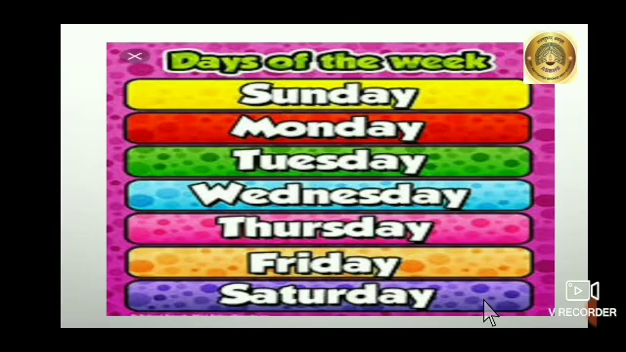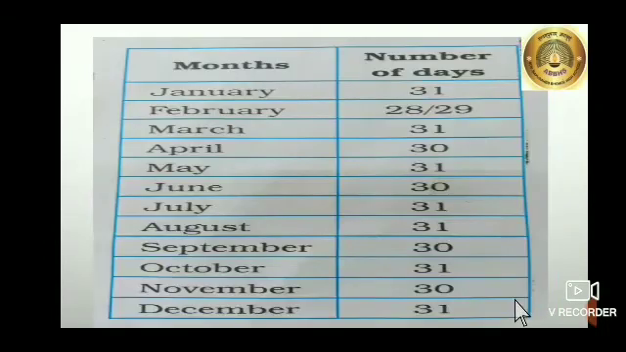So children, here you can see days of the week. Yes, there are 7 days in the week. So Sunday, Monday, Tuesday, Wednesday, Thursday, Friday and Saturday. So there are 7 days in a week. Okay, and 12 months in the year. So here you can see January, February, March, April, May, June, July, August, September, October, November, December.